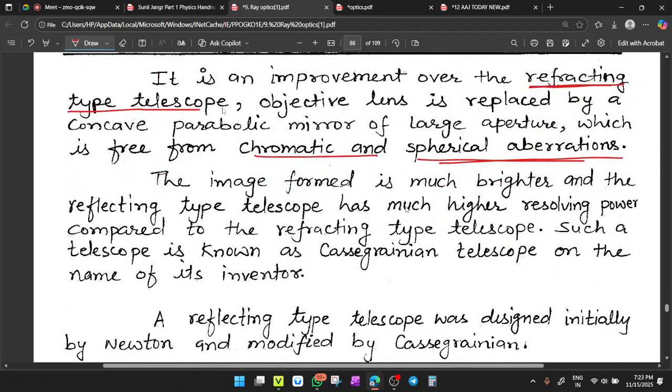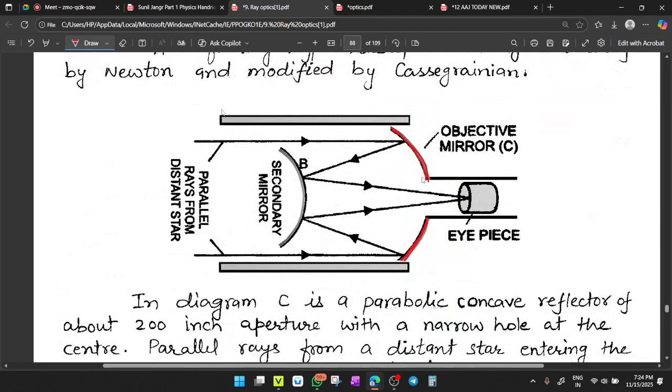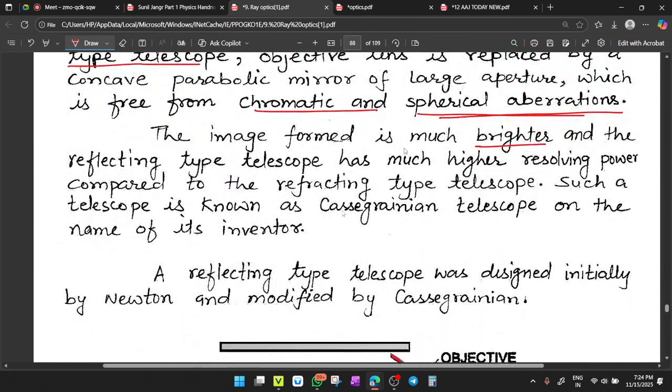Then the image formed is much brighter, and the reflecting type of telescope has much higher resolving power than the refracting type of telescope. So two advantages are here. The image formed is much brighter. Why is it much brighter? Because the aperture is very large here, so enough light enters on the objective mirror, and you will have a fine, brighter image. And the reflecting type of telescope has much higher resolving power.